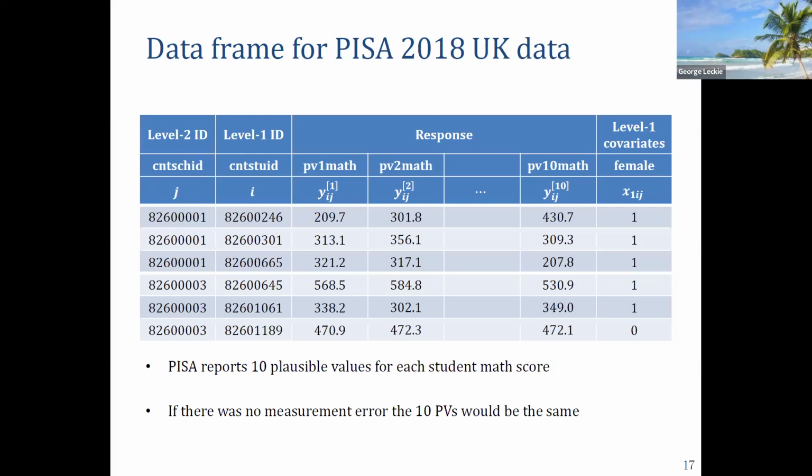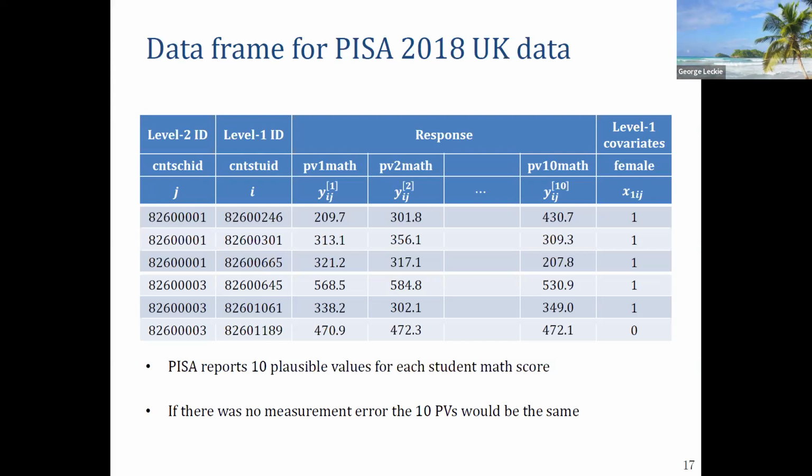You see the very first line of data: the student's first plausible value is a score of 209.7. The second one is 301.8. The 10th is 430.7. They're all over the place. So we've got 10 of these values for the students. So what is their maths ability? These are 10 plausible values. These are 10 random draws from your probability distribution for what the true score is. It's kind of a weird concept.